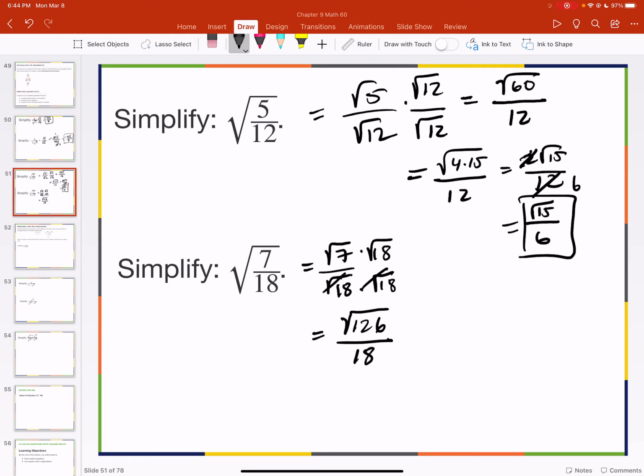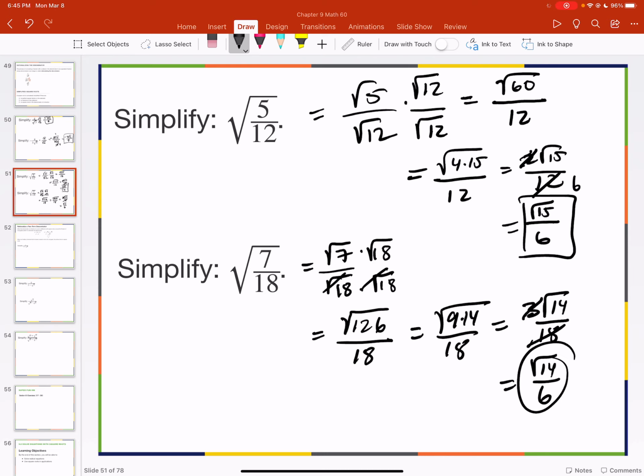There is a square root that can come out of 126. 126 is divisible by 9. That's actually 9 times 14. So that'll work for us. So that reduces to 3 square root of 14 over 18. Or just divide top and bottom by 3. Square root of 14 over 6.